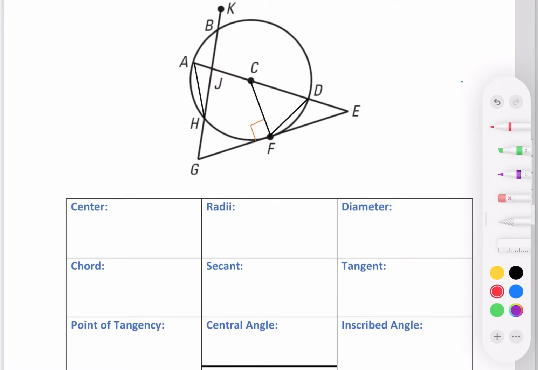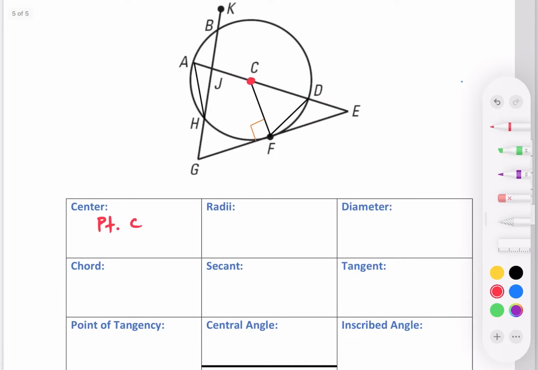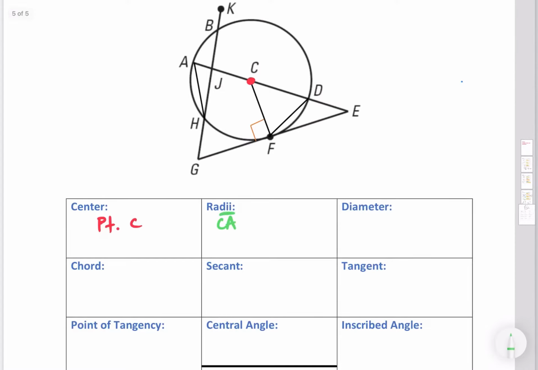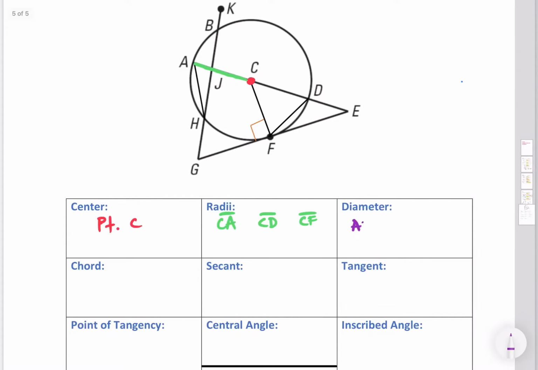The center is going to be the center point C. So there's the center of our circle. Radii is just the plural of radius. So we have several different radii that we can talk about. An example could be CA or AC. You could also have CD or DC or CF or FC and so forth. We also have our diameter. Our diameter must go through the center, and the diameter could be AD or DA, and we can see that right over here.